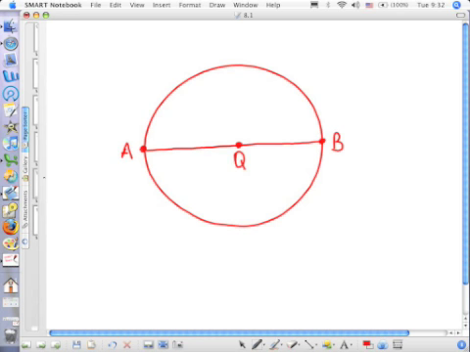If A is at -3, -5, and the center is at 2, 3, the question is, what are the coordinates of point B? Can anybody tell me how we might go about doing that? No, you're looking at coordinates on a number line. I mean on an XY axis.